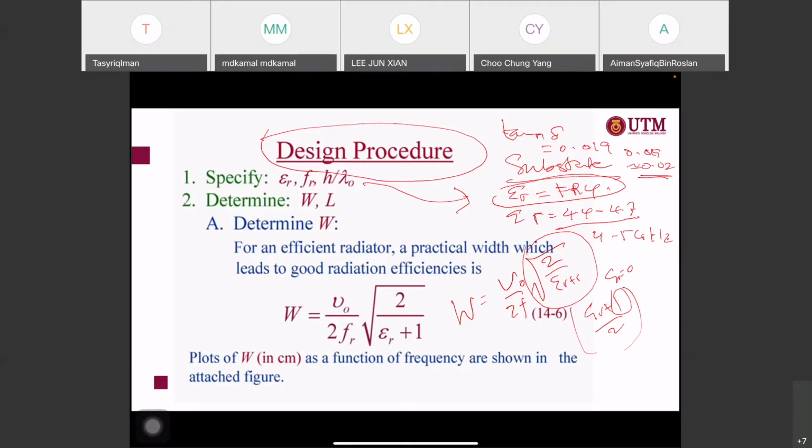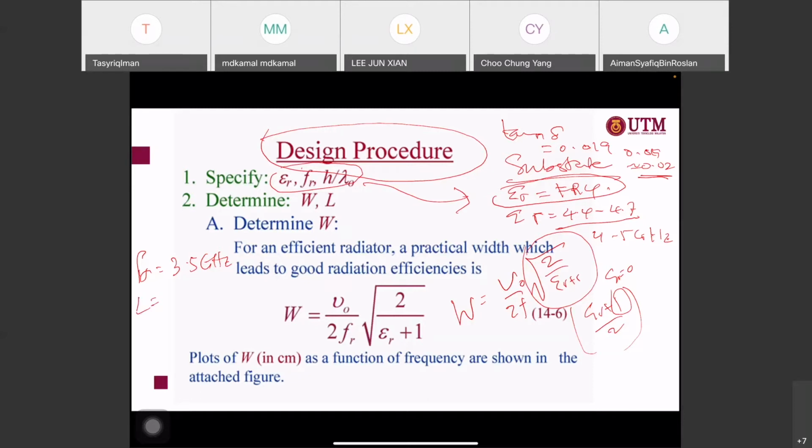Okay, so usually what you need to do is specify your epsilon R and the resonant frequency that you are going to use. For example, if you are going to design at 3.5 gigahertz, which is used for 5G applications, does anybody know what the length of this is?